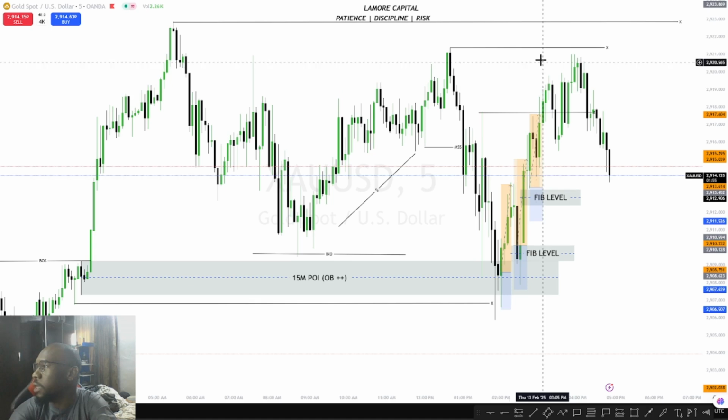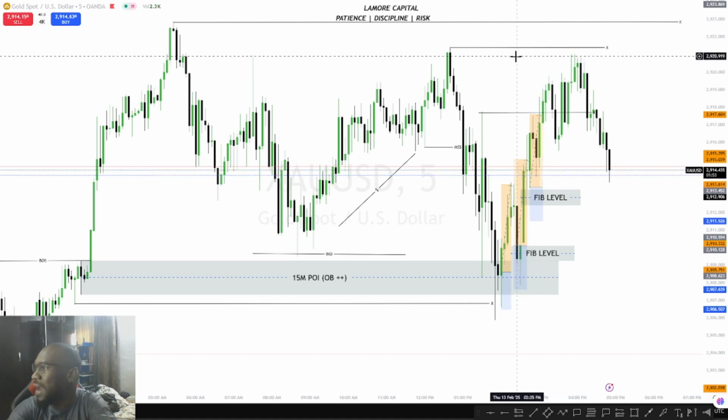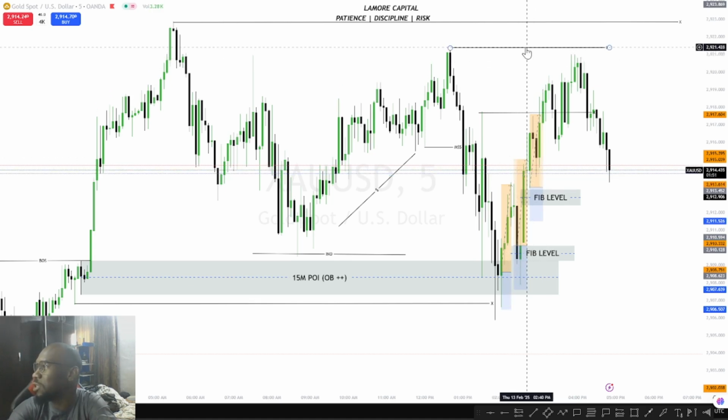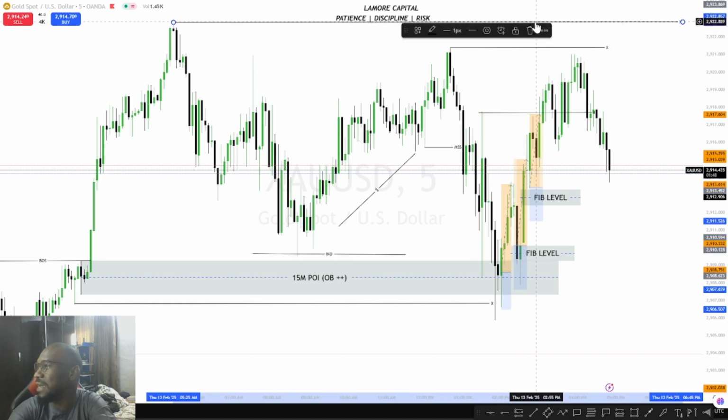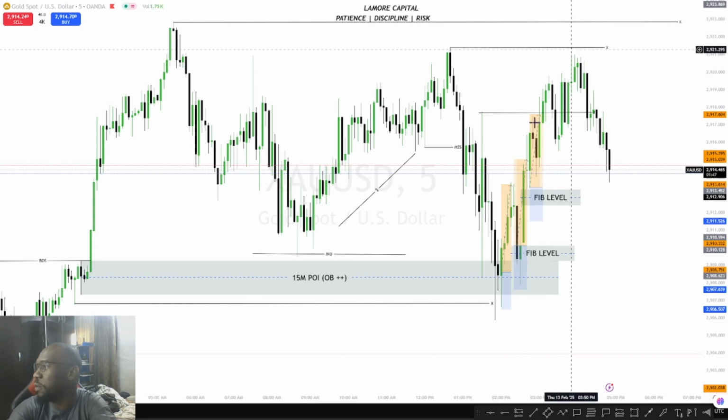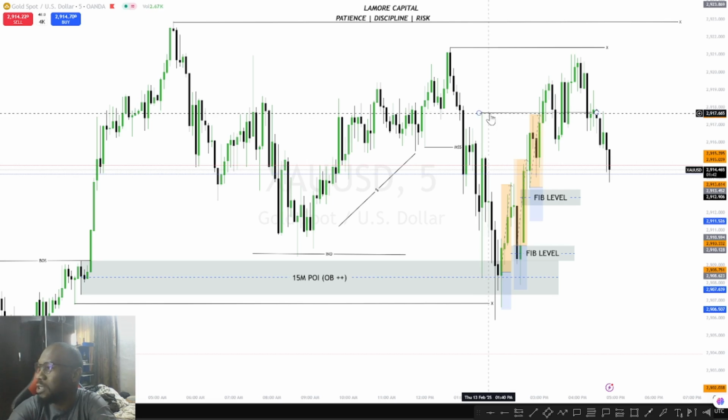So I knew that the market was going to come with a lot of volume, and I expected this internal liquidity to be swept. I even expected this external one to be swept. But I knew that this, my internal structure, this my internal liquidity, is going to be swept. So that is my target. That's my take profit target.